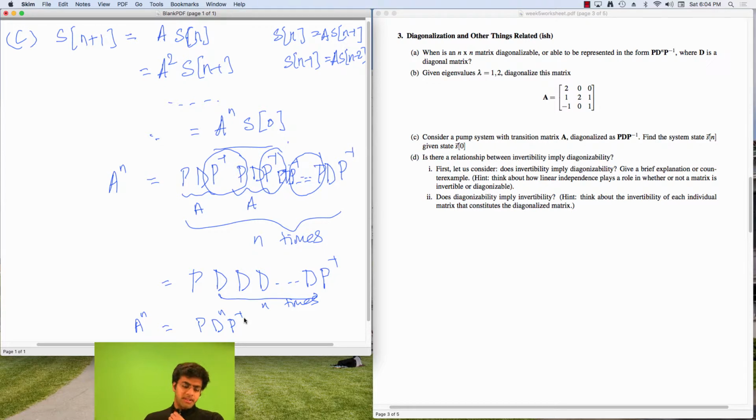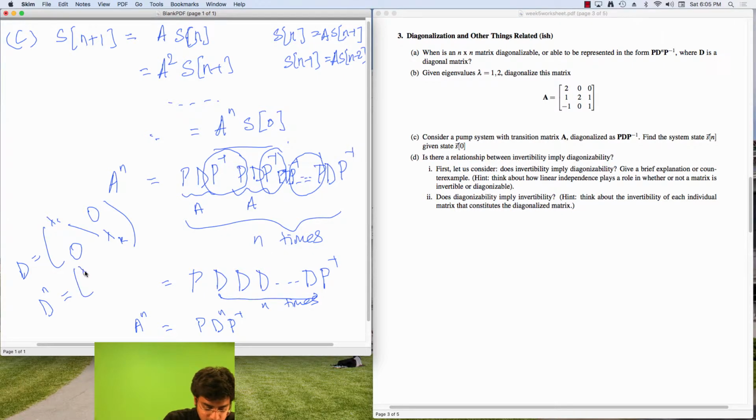Let's take a moment to think why this is useful. Notice that D is of the form lambda 1 through lambda sub n. Let's use different notation. Let's say lambda sub k, and all zeros everywhere else. This implies D to the n is really just lambda 1 to the n, dot dot dot, lambda k to the n, and all these guys stay 0. So then we really don't have to do matrix multiplication n times. All we have to do is take the powers of D, raise it to n. And this makes it computationally much, much, much more efficient.